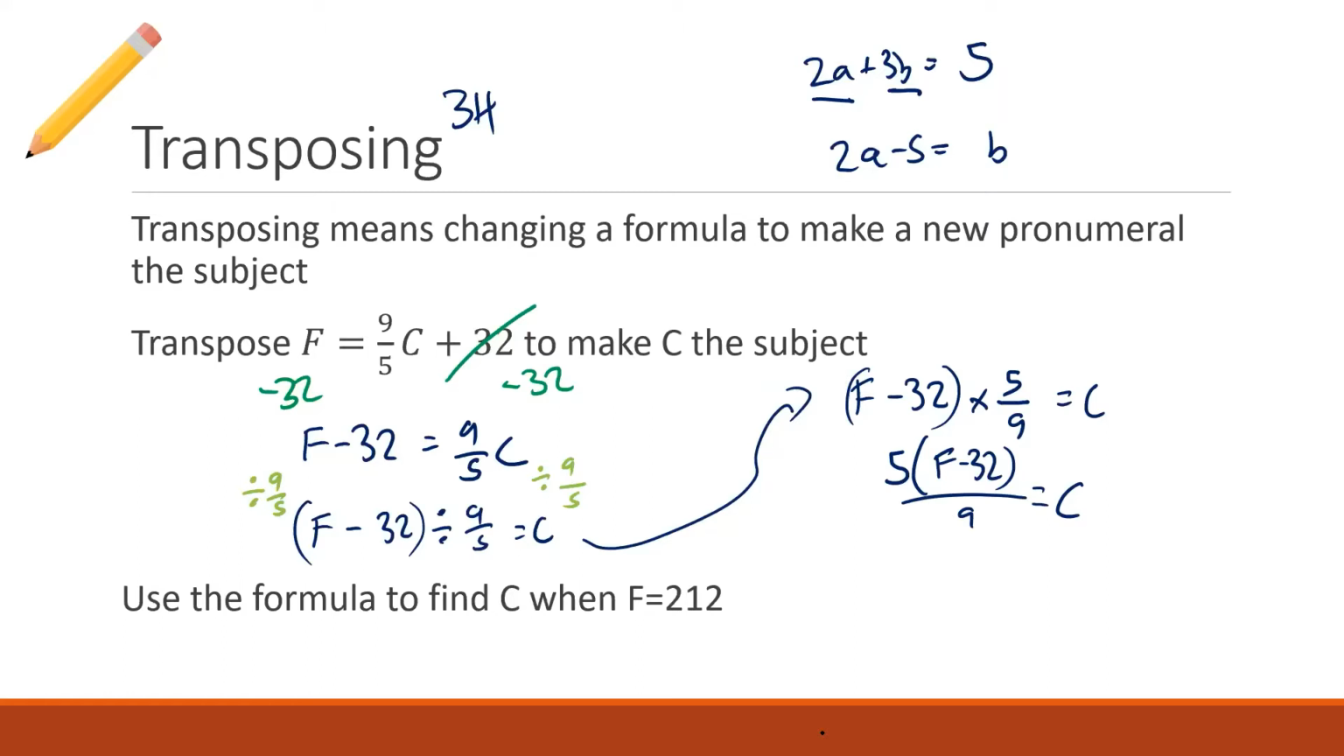Now, some of you might have done this in 2 steps in a different way. Instead of dividing by 9/5, some of you may have multiplied by 5 first and then divided by 9, but you would still get to this final answer. Doesn't bother me which way you get there, as long as you eventually end up at something like this. And what we've now done is we've rearranged the formula and we've transposed it. Initially, F was the subject, and we've transposed it to make C the subject.